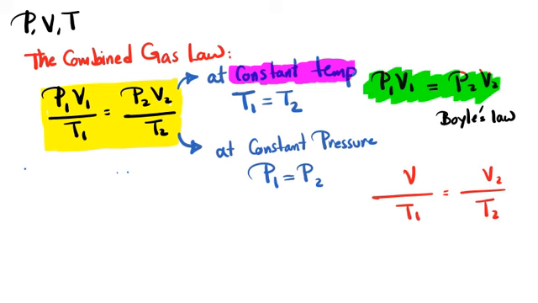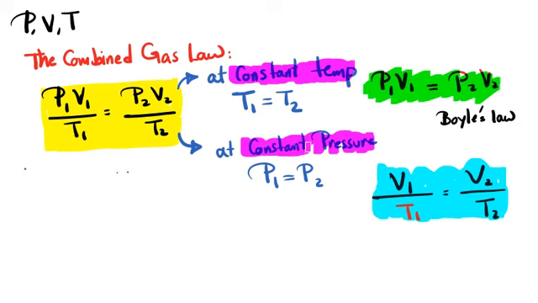Let me write that in a better form: V1 over T1 is equal to V2 over T2. This is a new equation you can derive whenever our problem mentions we have constant pressure. You can easily derive that one. We are going to call that Charles's law.